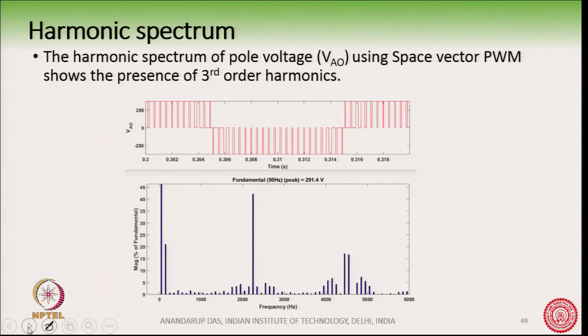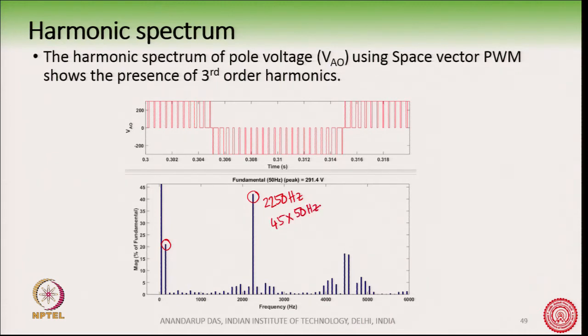And so, now we can see the harmonic spectrum of the pole voltage. When we use space vector PWM, you can readily see that there is a third order harmonic. This is where you have the triplen harmonics coming in, 3, 9 and all others, and there is a peaky waveform which is again at I think 2250 hertz. This is what we have chosen, which is 45 times the fundamental frequency.